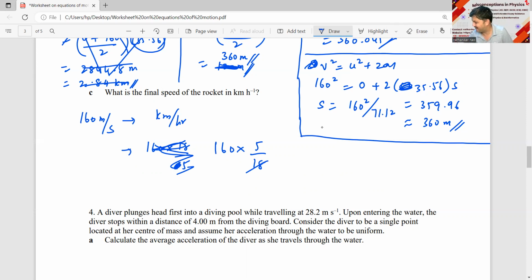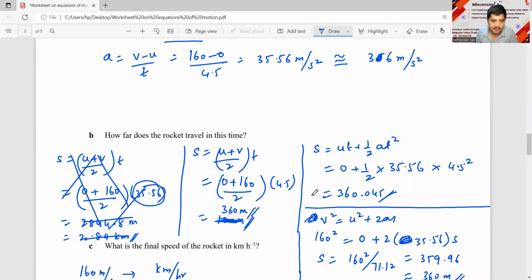Let me use my calculator here. Otherwise, simply unnecessary problems. 5 into 5 divided by 18 is 44.4. Wow, 44.4 kilometer per hour. Once again, this should be kept in appropriate significant figures. Otherwise, I will cut marks for this.